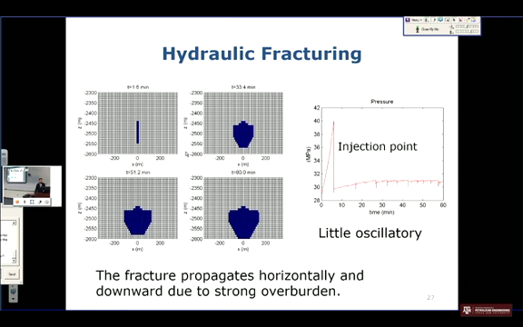So during the hydraulic fracturing operation, we found that the fracture propagates horizontally and downward, but there's no fracturing above because of the strong formation. Also, when we look at the pressure response at the injection point, we see very little oscillation, it's almost invisible.